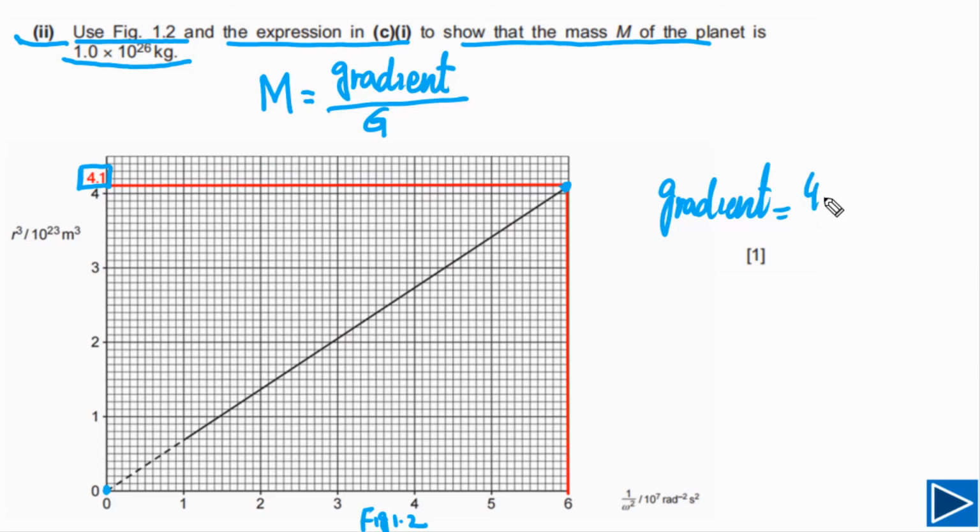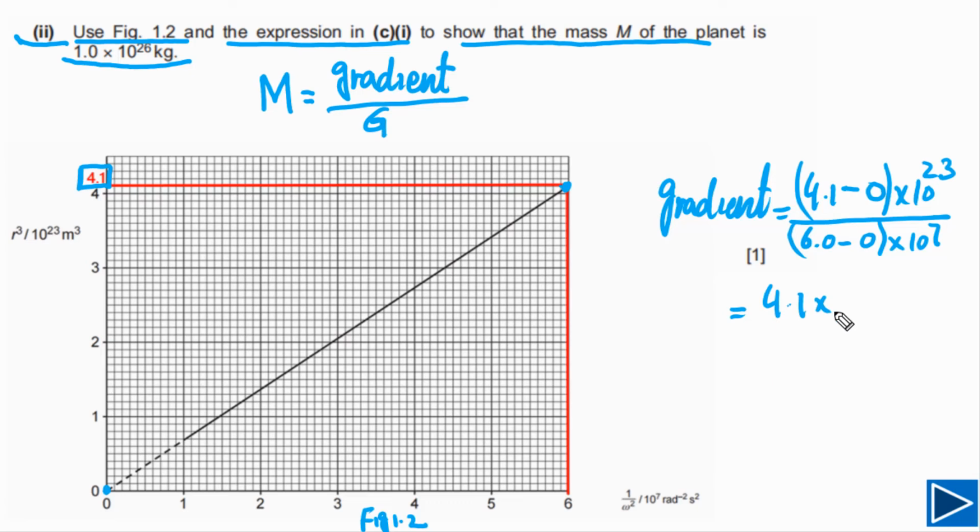So we can say this is 4.1 minus 0 times 10 to 23. This is very important, this multiple. And if you look at the value of 1 over omega squared, we have 6.0 minus 0, and this is also multiplied with 10 to 7. So this is the value of gradient. As we can simplify, we can write down this is 4.1 times 10 to 23 divided by 6.0 times 10 to 7. Now we have to plug in this value for gradient.